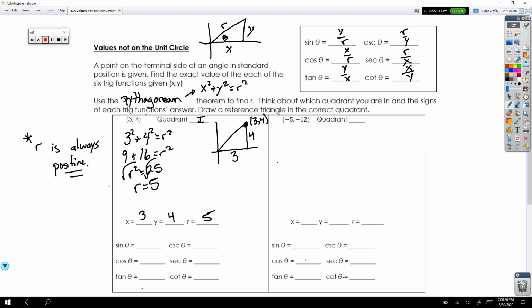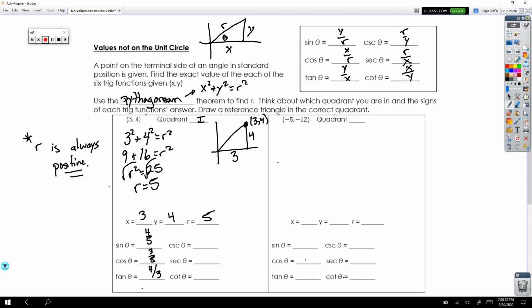So using my newly mentioned equations for sine, cosine, and tangent, we have sine equaling y over r, so that would be 4 over 5. Cosine would be x over r, so that would be 3/5. And then tangent would be y over x, which would be 4/3.